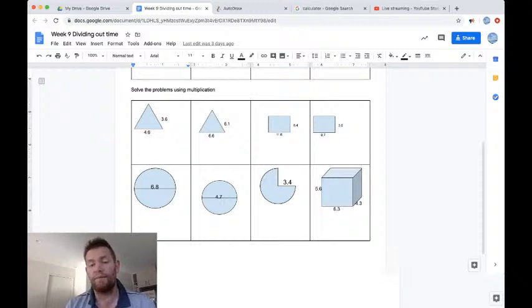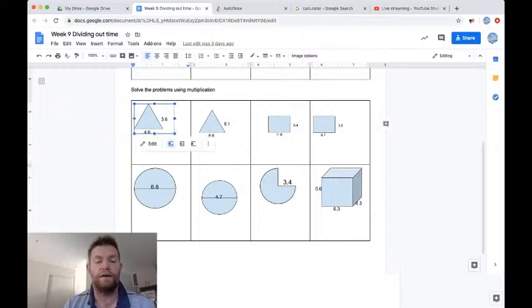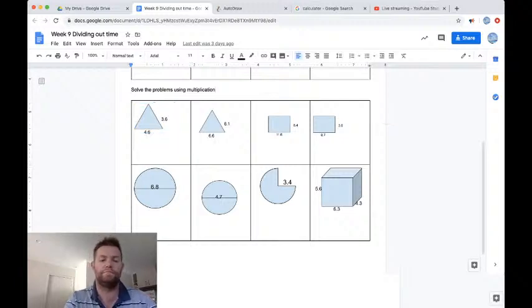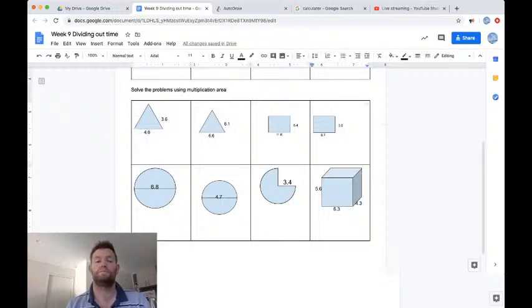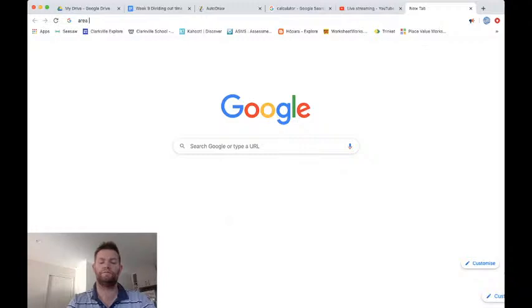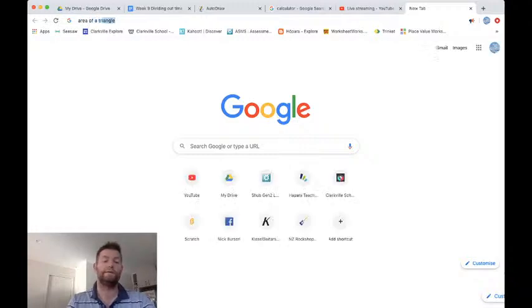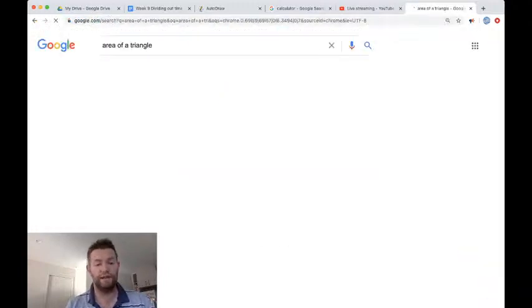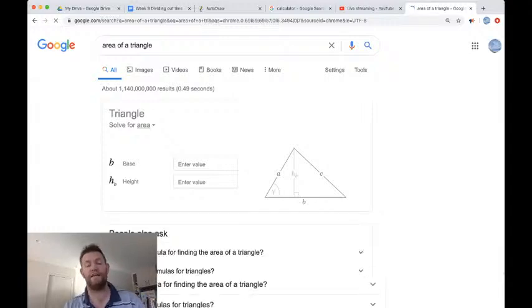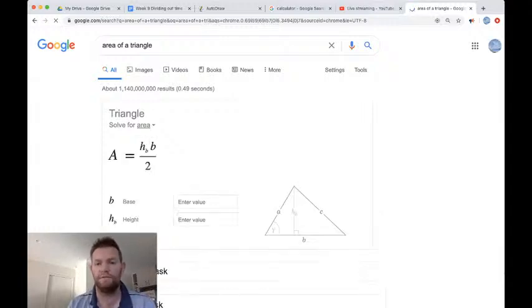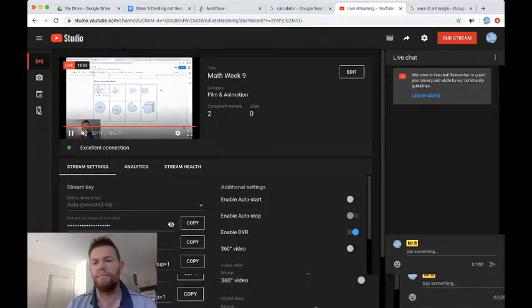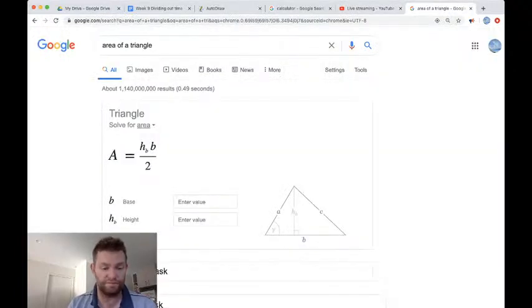Okay, so the first thing you need to do when faced with this sort of thing is look up how do you solve these problems. So how do you solve the area of a triangle? So let's look it up. Area of a triangle. Now, the beauty in this is it will 100% come up with, yes, it actually has come up with, as I knew it would, the actual formula.